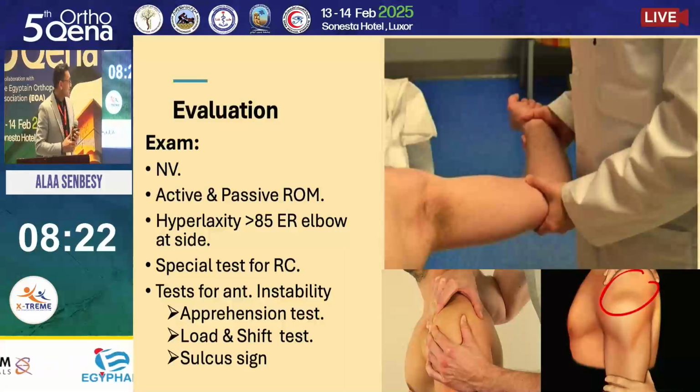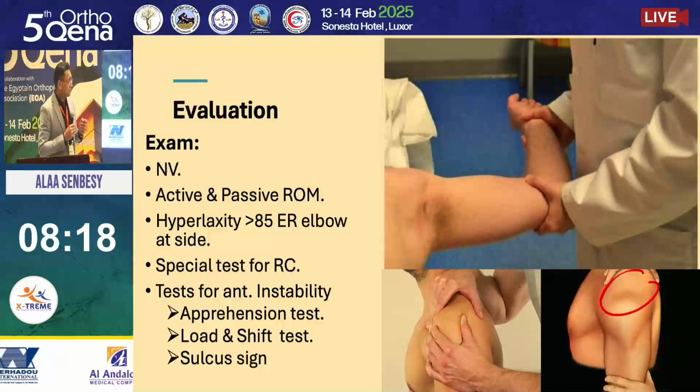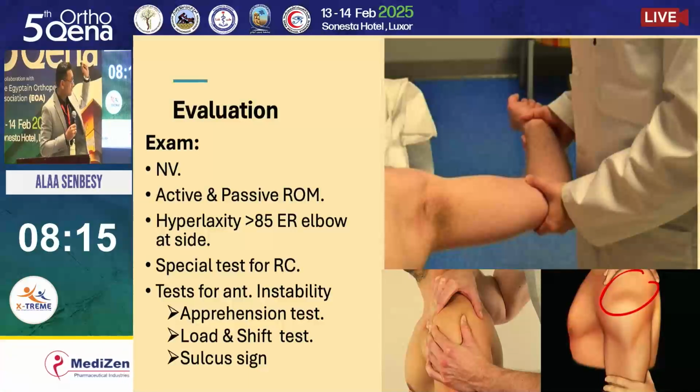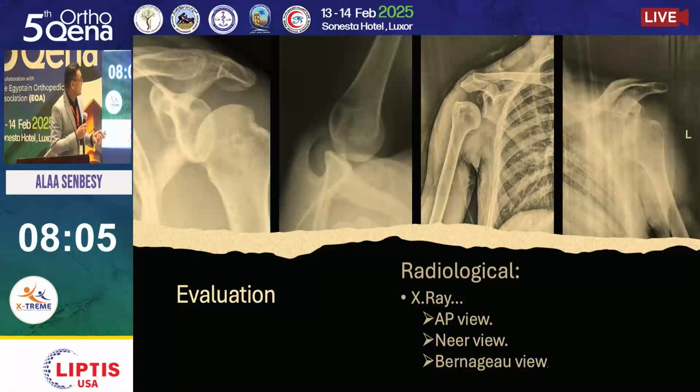The apprehension test is the most sensitive and specific test for anterior shoulder instability. We do abduction with gradual external rotation. When the patient feels pain and apprehension, we have to stop, or you will dislocate the patient. The load and shift test and sulcus sign are also added to the examination.